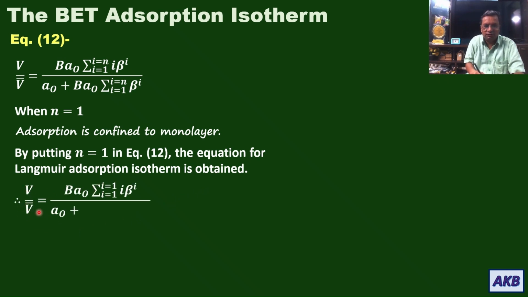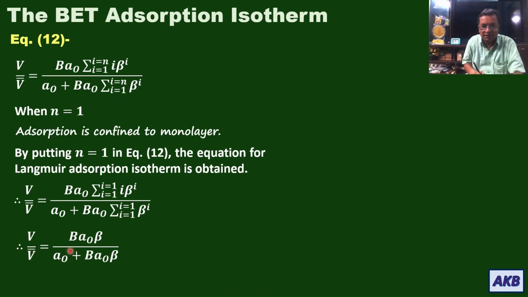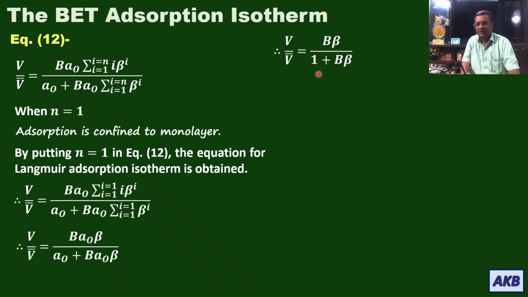So you have V upon V bar is equal to B into A naught into summation of beta raised to i, where i goes from 1 to 1, divided by A naught plus B into A naught, summation of beta raised to i, where i goes from 1 to 1. That is simply V upon V bar is equal to B into A naught into beta, divided by A naught plus B into A naught into beta. Now A naught is common, that gets cancelled out. So it will be V upon V bar is equal to B into beta upon 1 plus B into beta.